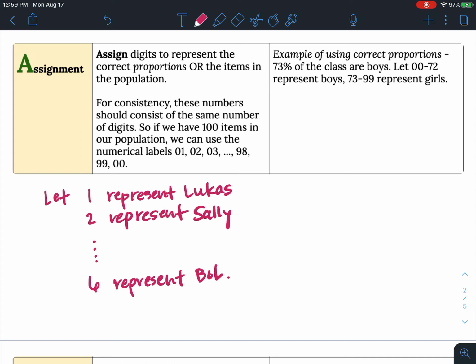But you see here on this screen that sometimes it's not going to be items or people. Sometimes it could be proportions. Look up here. It says, what if 73% of people are boys, and we needed to assign numbers? Well, the correct proportion or probability would need to be: let's represent the numbers 00 to 73 as boys and 73 to 99 as girls. So 100 total digits, 73% are boys and the other percentage are girls. Okay.